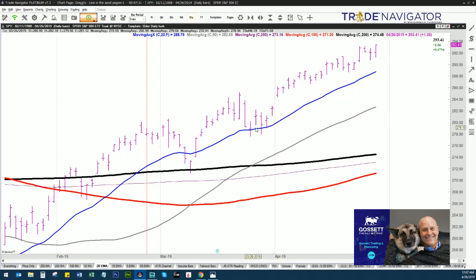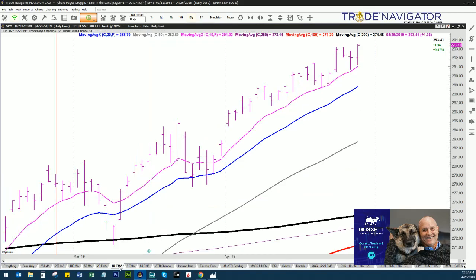But this is a good chart example because see how the moving averages are moving? They're in an upward slope. When they're in an upward slope, I like to buy dips back down to them. If I'm buying below them and they're in a downward slope, I like to sell when I get to those downward sloping moving averages. Okay, so the next one is the 10-day moving average.